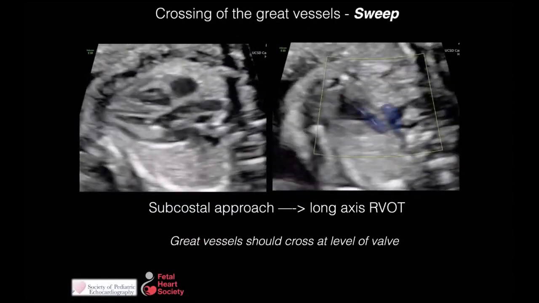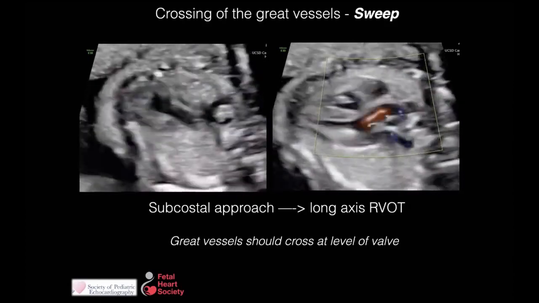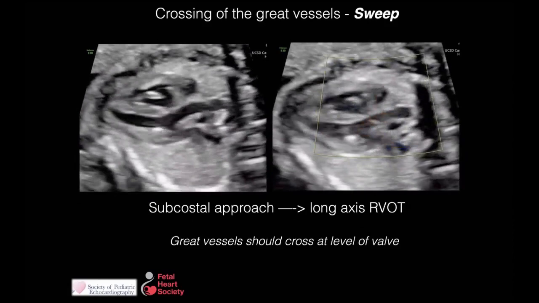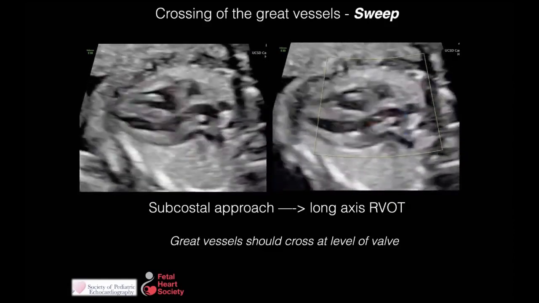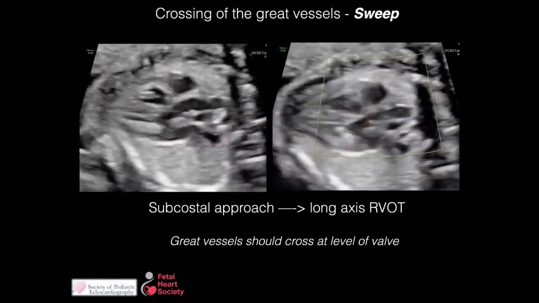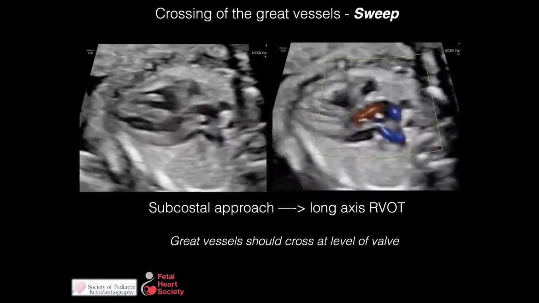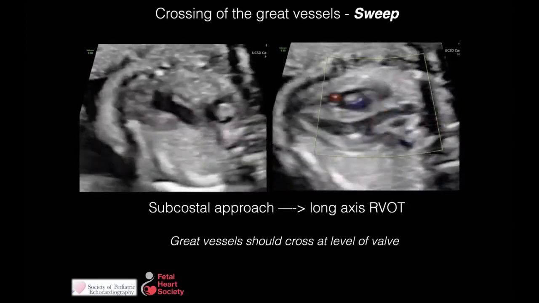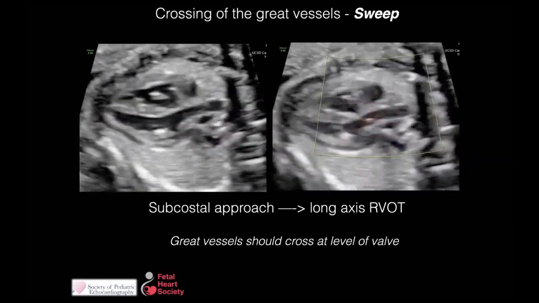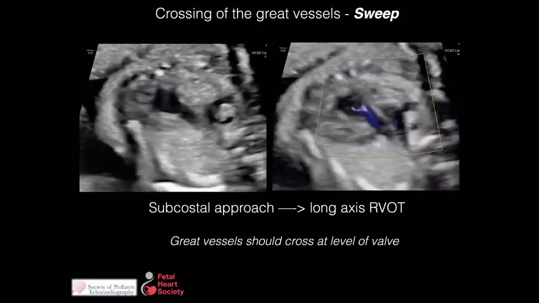So here's another great sweep. This is crossing of the great vessels. This is starting in the subcostal view and going into the long axis right ventricular outflow tract. In this sweep technique, you can verify the crossing of the great vessels at the level of the valve, and you can also visualize the valves clearly and moving freely. And if you notice too, color Doppler also confirms the crossing just by the different color directions or the angle of inclination of the arteries to the beam. So this is normal crossing of the great vessels.